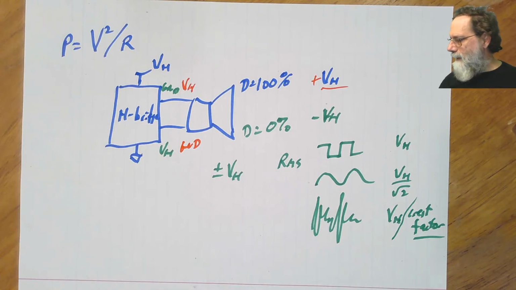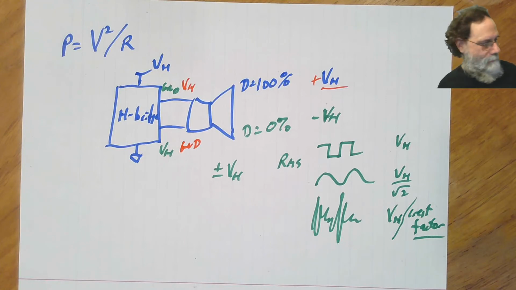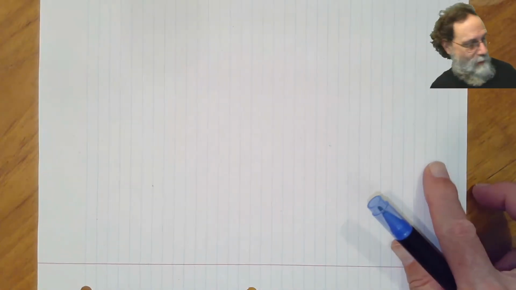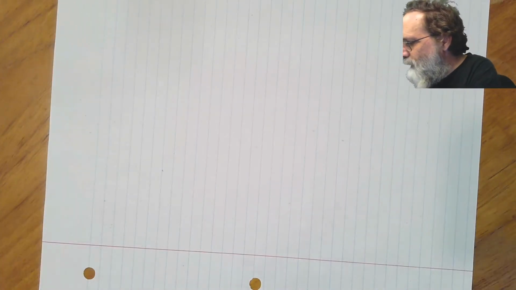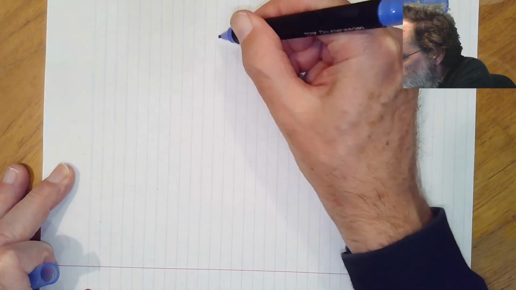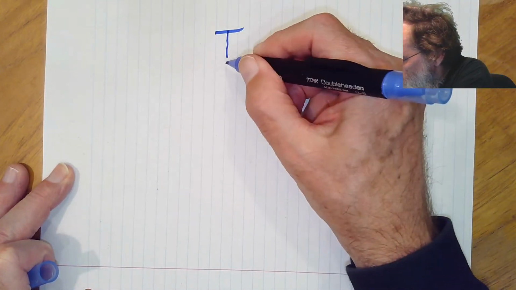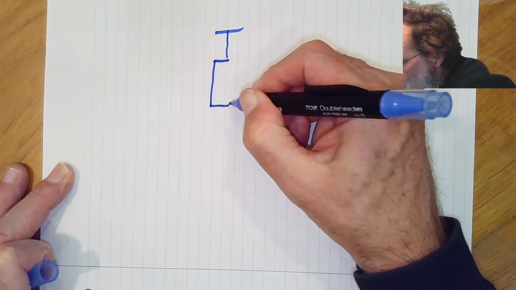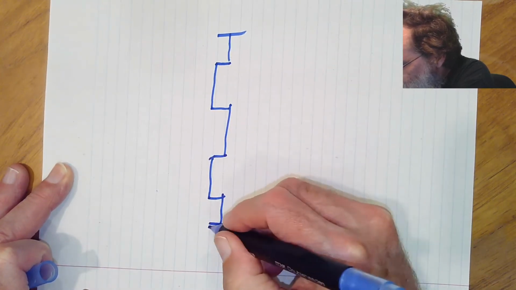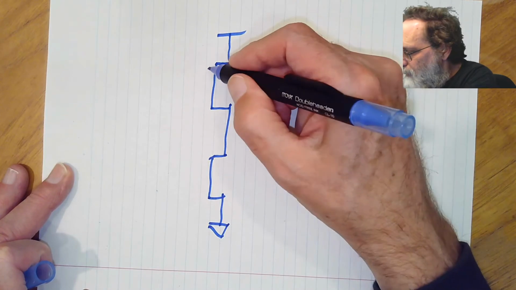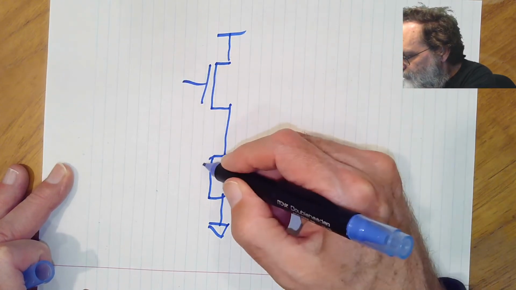If we look inside that H bridge, let's just look at half of it, a half H bridge, because the two sides are the same and it saves drawing time if I only draw one side. So we've got two transistors, the P FET and the N FET.